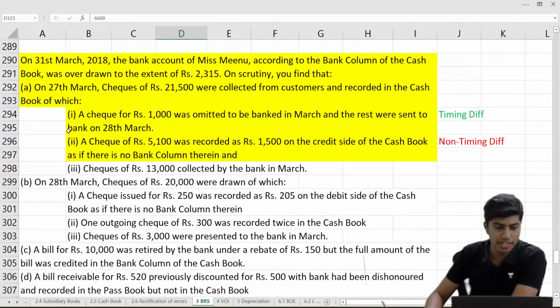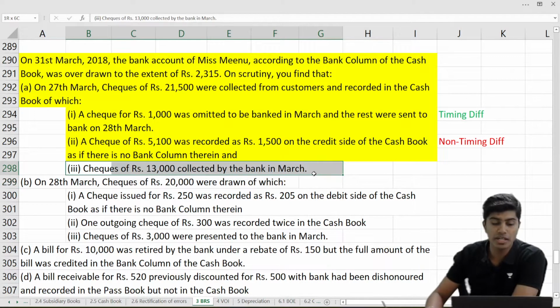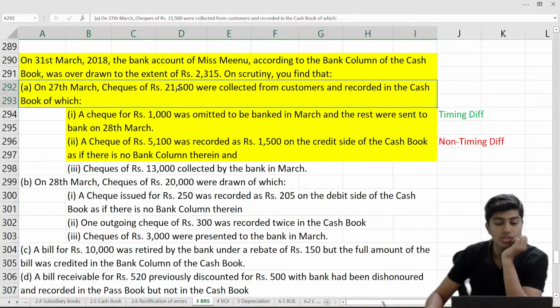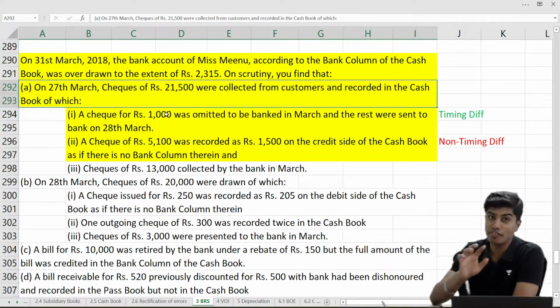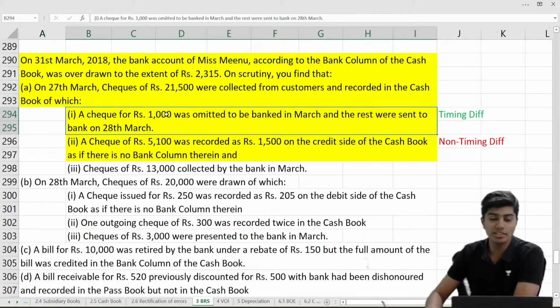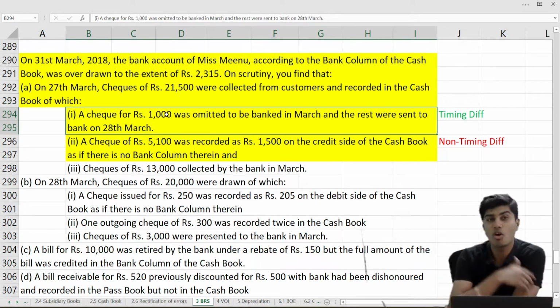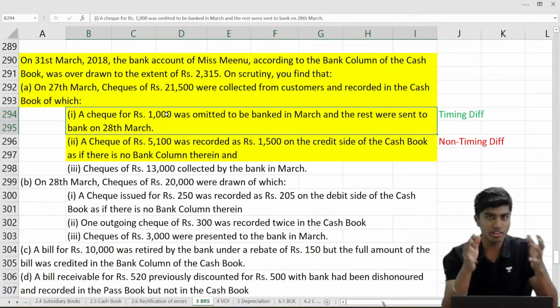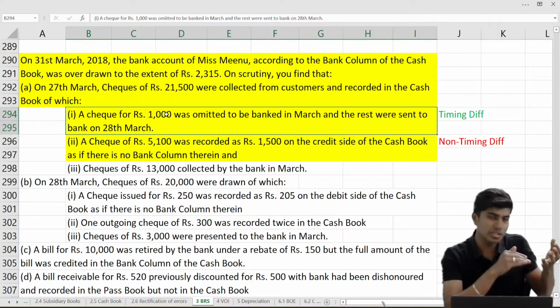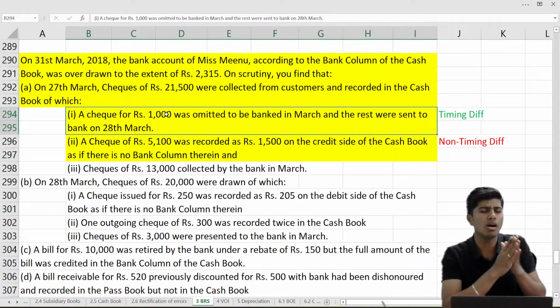Then what do we have? We will go to the third adjustment in A now. The third part is checks of rupees 13,000 collected by the bank in March. How many checks were deposited? 21,500 worth checks are deposited. In that 21,500 worth checks are received. In that 1000 rupees, though, you didn't send. How much did you send then? 21,500 checks you received. 1000 rupees check you kept with you.